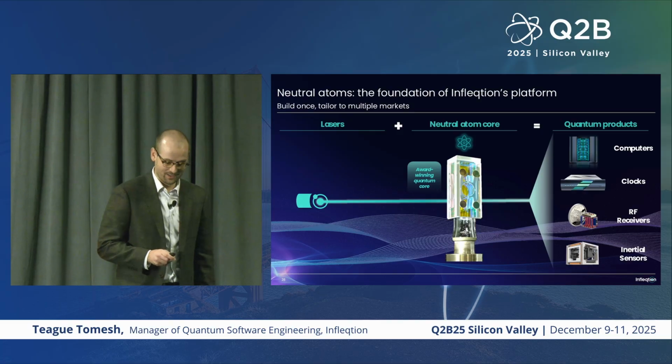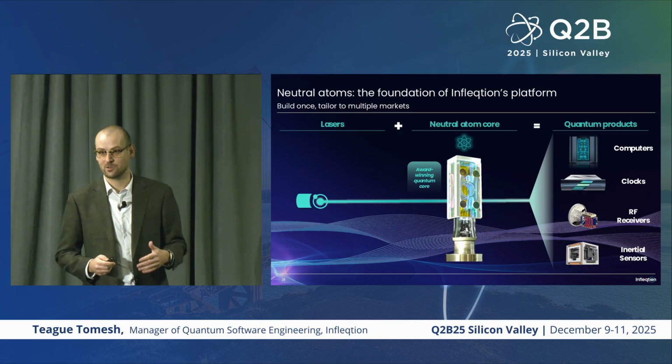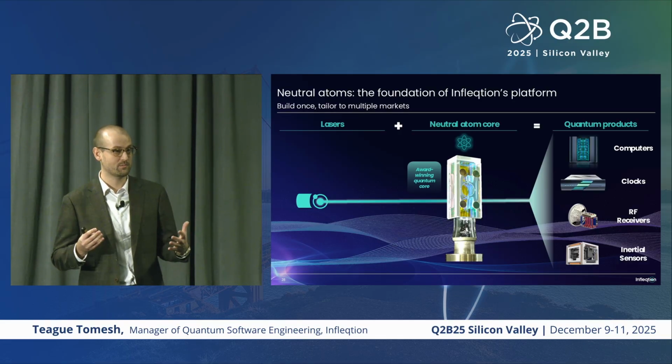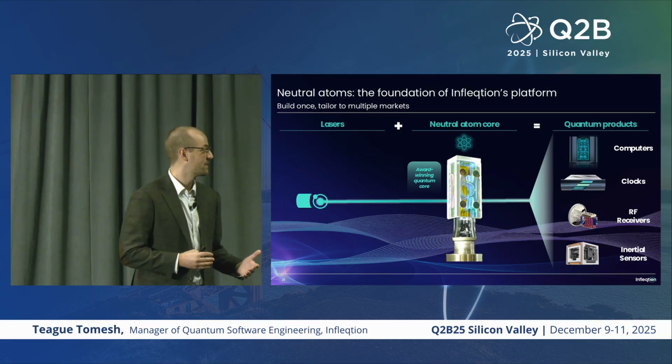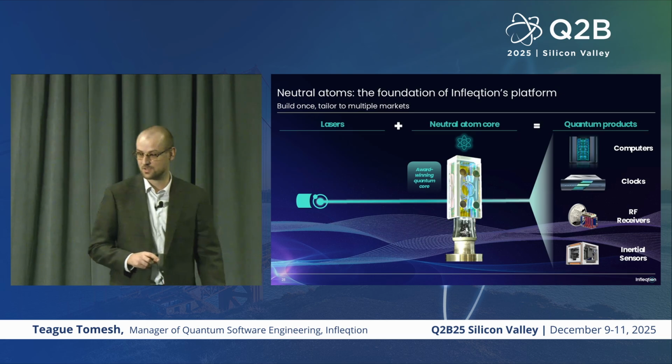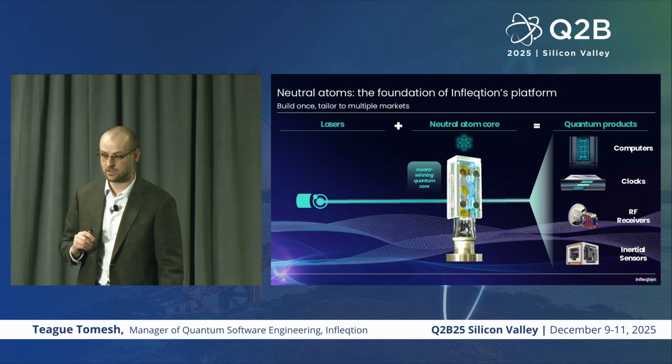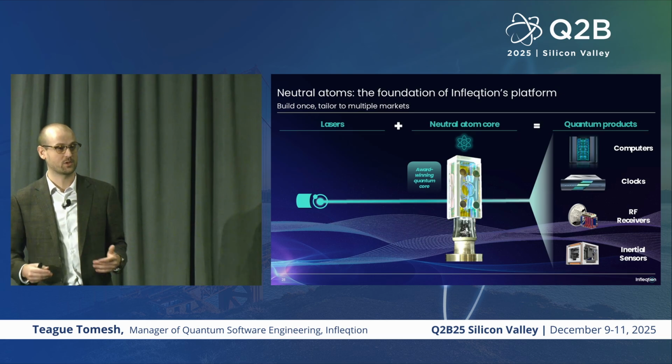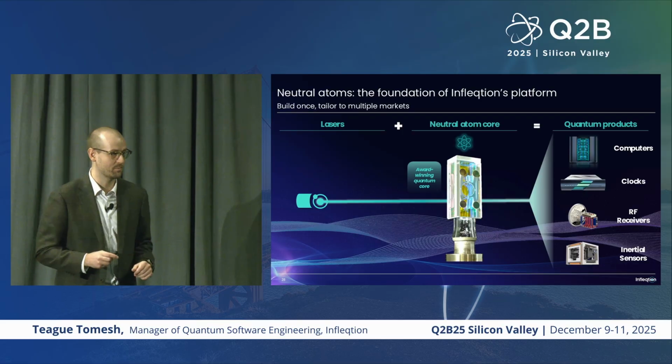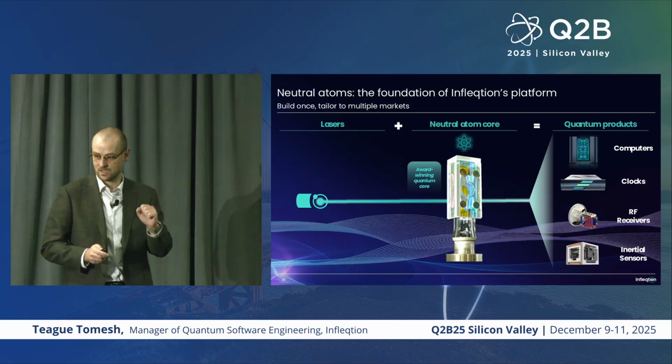And like I mentioned, really, if you want to boil it down to its simplest form, what we do is we trap atoms and we manipulate them with lasers. So these two components, the lasers and the neutral atom core, is what allows us to develop this whole host of quantum technologies, all based around the same concept of lasers and atoms.